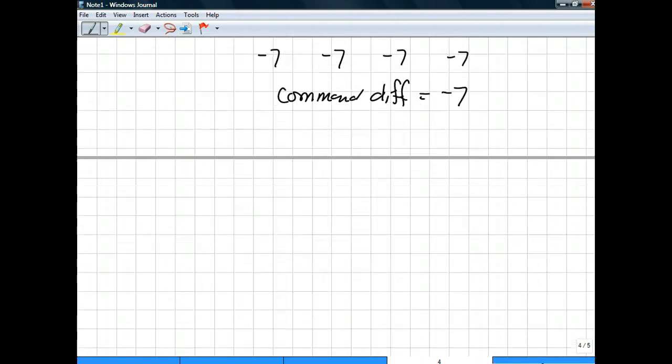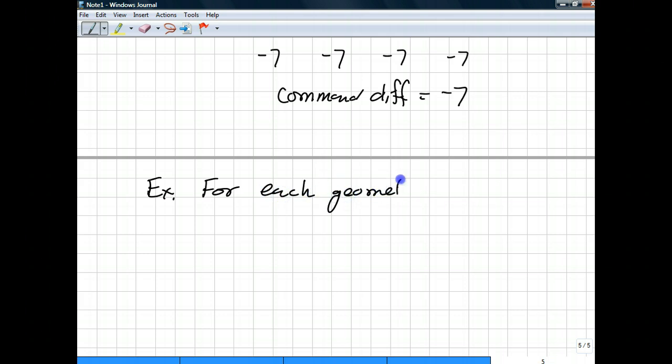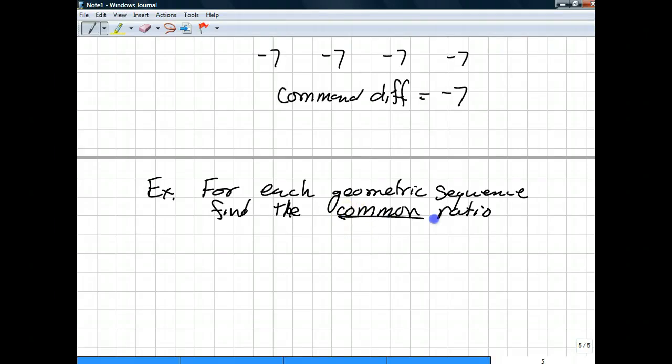So, next example. For each geometric sequence, find the common ratio. I'm telling you it's geometric, so we know that it's going to have a common ratio. And then I'd like you to find the next two terms.